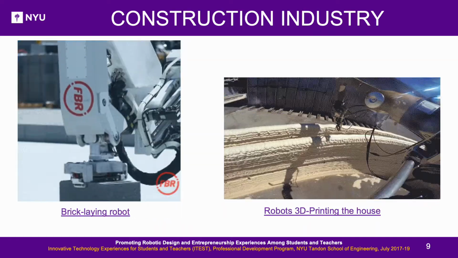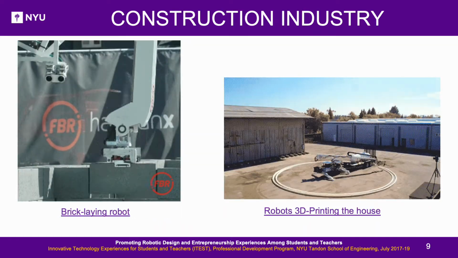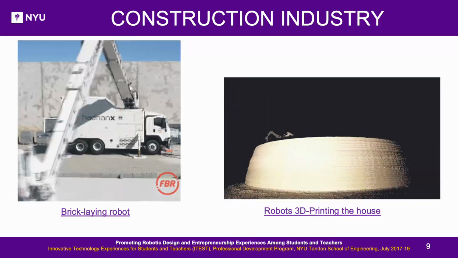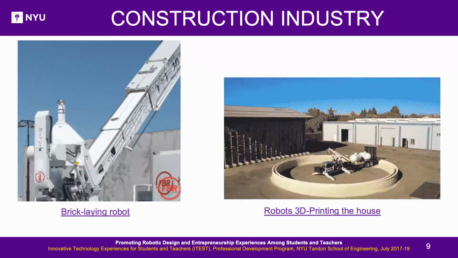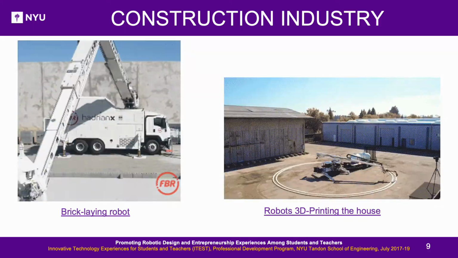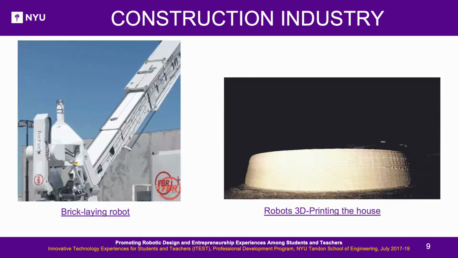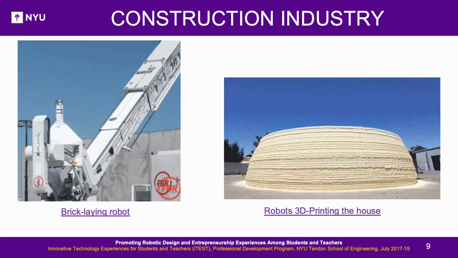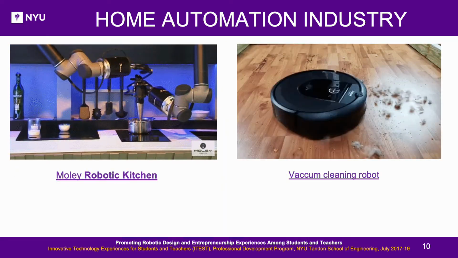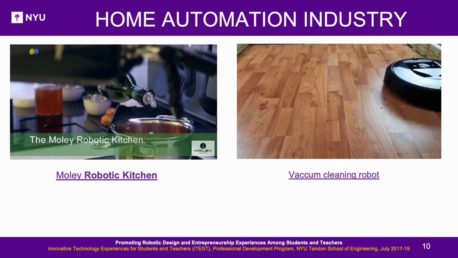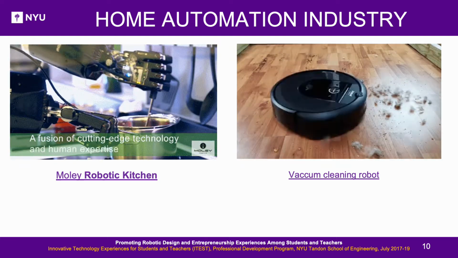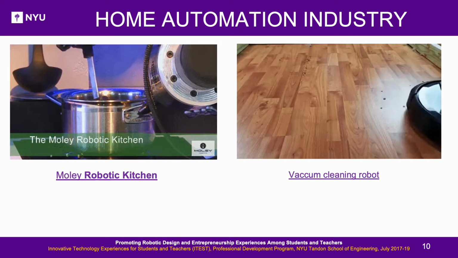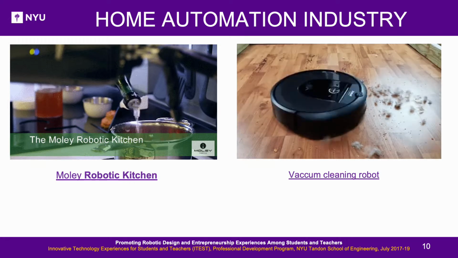Construction industry. Construction industry deploys robots for activities such as brick layering, welding and material handling. 3D printing of the houses has emerged, from showcasing the ability of 3D printing to families moving in to make it a beautiful home. Home automation industry. Some of the robots used for automating activities at home are robot vacuum cleaner and robotic kitchen for cooking and cleaning as shown.